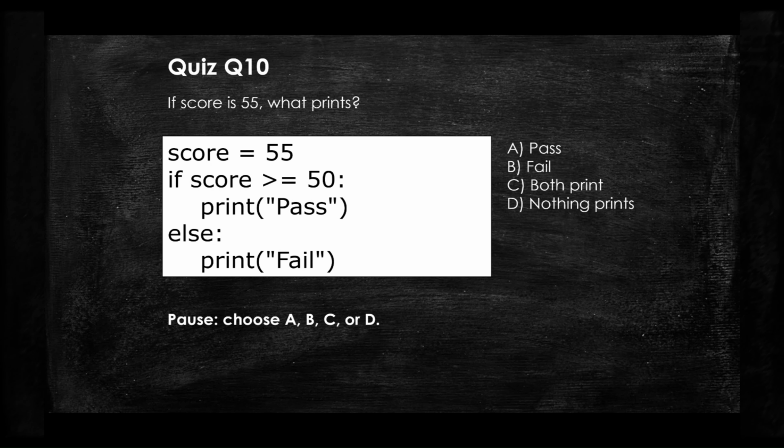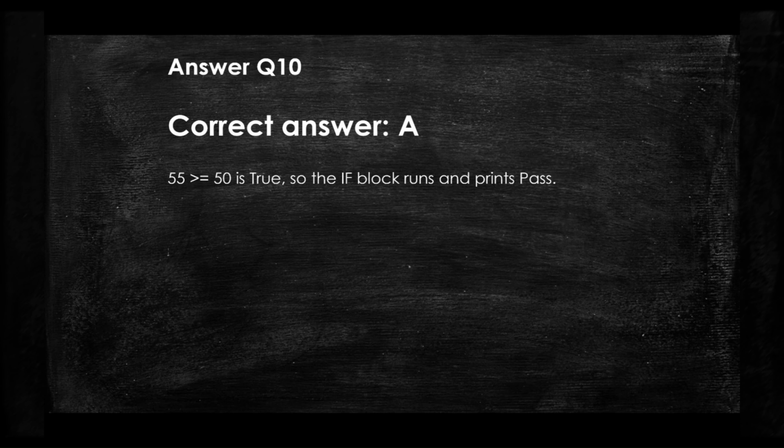Question number 10. If score is 55, what prints out? The correct answer is A. 55 is greater than or equal to 50 is true, so the if block runs and prints out pass.